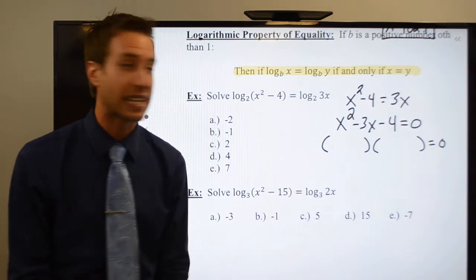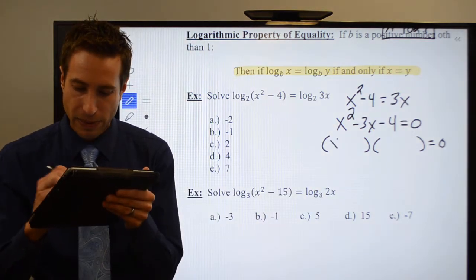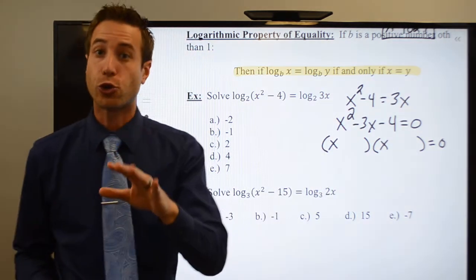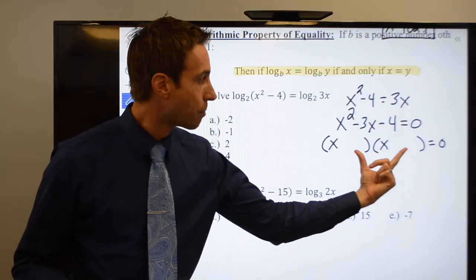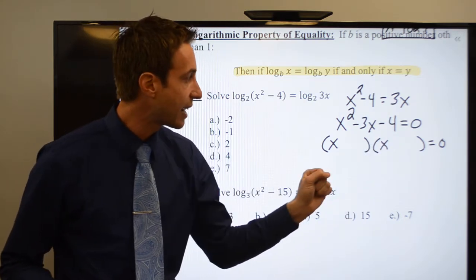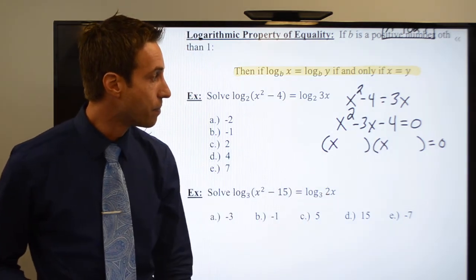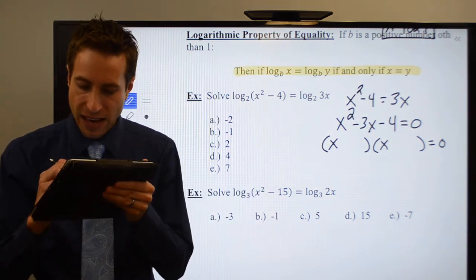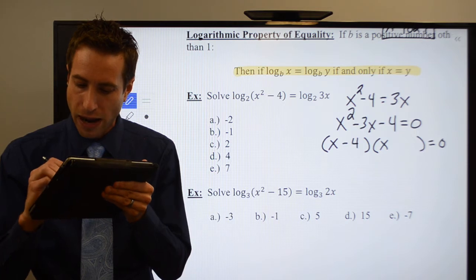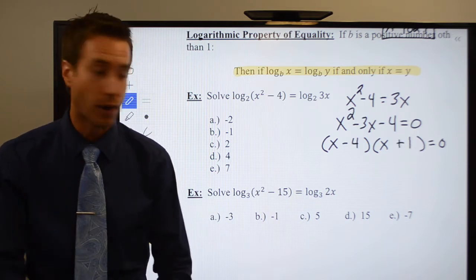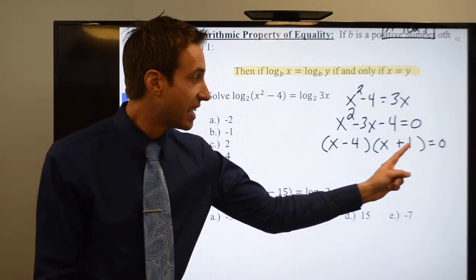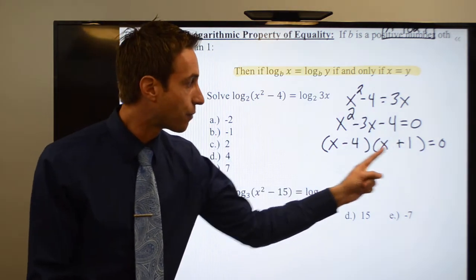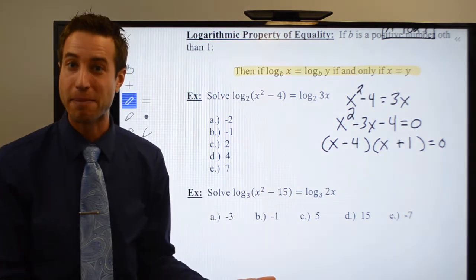I need two things that get me x squared. Well, the easy bit would be x and x, right? X times x gives me x squared. The trickier bit, I need two numbers that multiply to a -4 and sum to a -3. Well, actually, that's not that bad. If I did a -4 and a +1, right? -4 times a +1 is a -4. And -4 plus 1 gets me my -3.